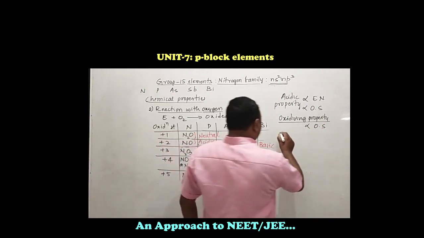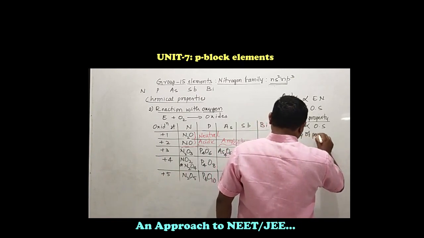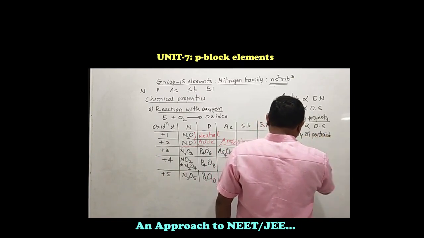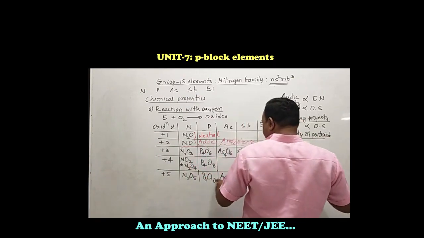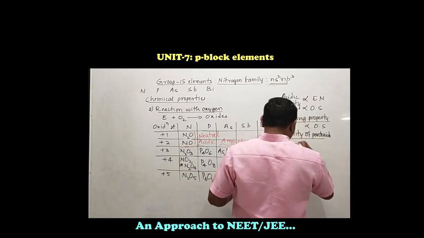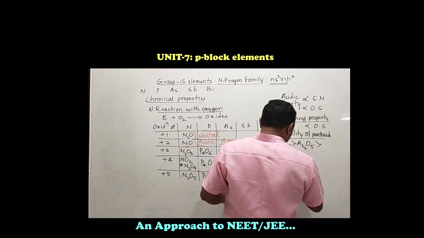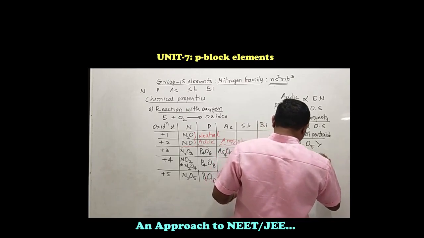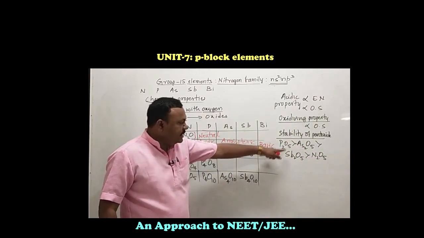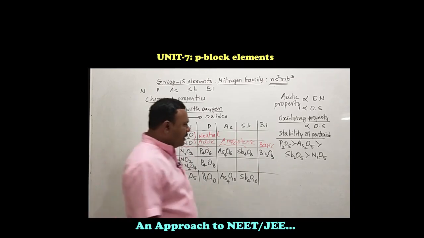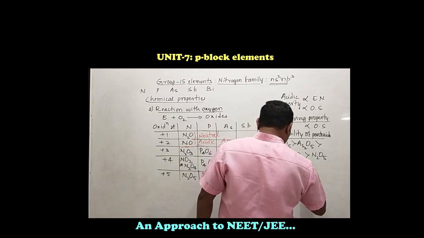Look at the stability of the oxides. Let us take the stability of a pentoxide. When you consider the stability of a pentoxide, P2O5 is more stable than As2O5, and this is more stable than Sb2O5, and this is more stable than N2O5. You can write the formula for P2O5 as P4O10, similarly for arsenic and antimony. Now, based on the stability order, you can easily predict the oxidizing power, oxidizing capacity.